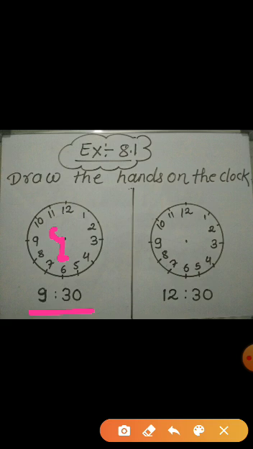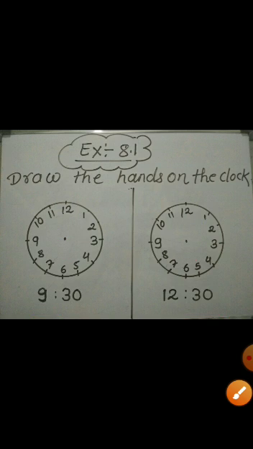Now coming to the fourth clock face. Here the time is written 12:30, right? To show 12:30, we have to draw the minute hand on 6 and hour hand will come in between 12 and 1. So it's a 12:30. Likewise, you can show the hands on the clock as per the given time.